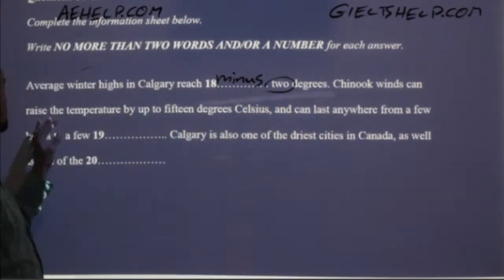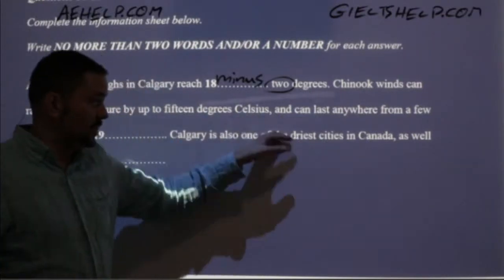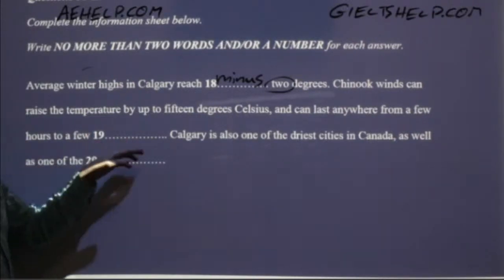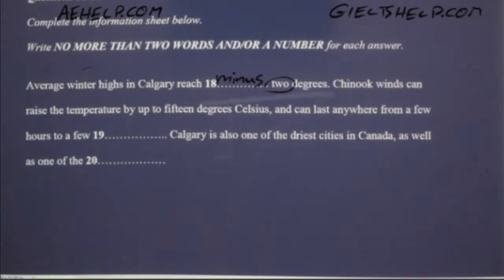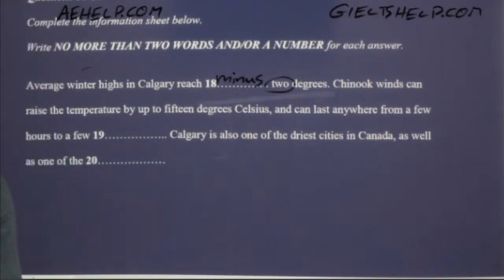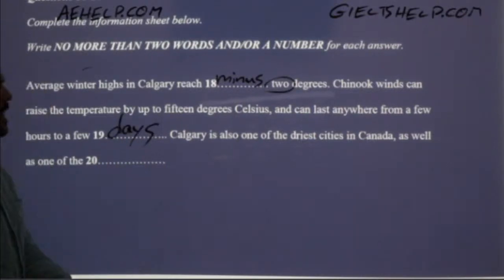Chinook winds can raise the temperature by up to 15 degrees Celsius. You have the word there again. And can last anywhere from a few hours to a few something. So how long can these warm winds last? For number 19. Yep, we got minus for the previous. That was good. Okay. And what is it for number 19? Days. That's right, days. D-A-Y-S, for a few days.